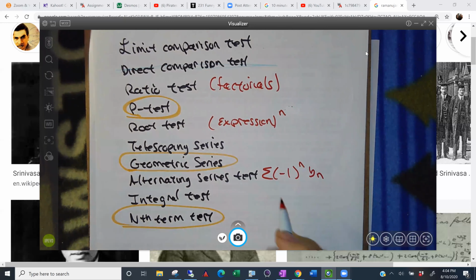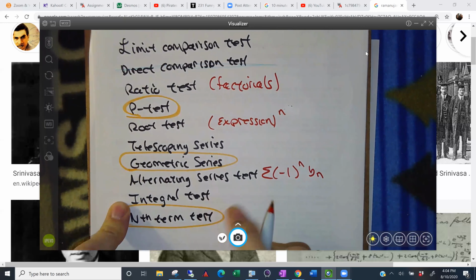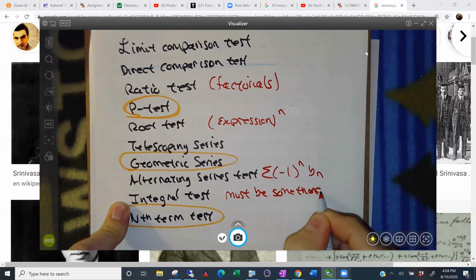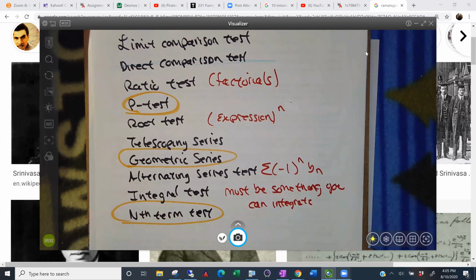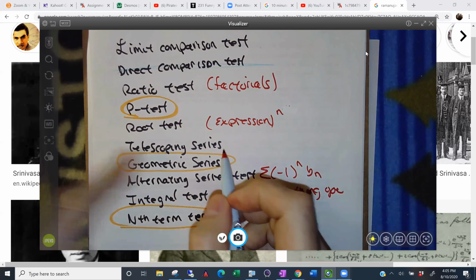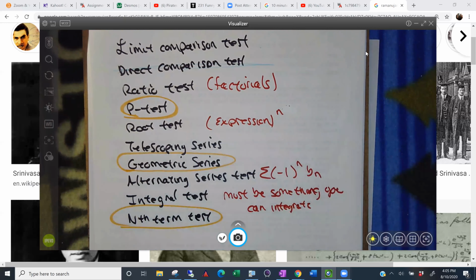Integral test, your tip for this, that you should consider this, is it must be something you can integrate. So if it's not something that looks easy to integrate, then skip that test. Telescoping series, this has to be something that cancels out when you expand it. That's going to be kind of unique. You're not going to see much of that at all. But it is something we covered. And the nice thing is that for telescoping series, you can actually calculate the final sum. So that's kind of cool.